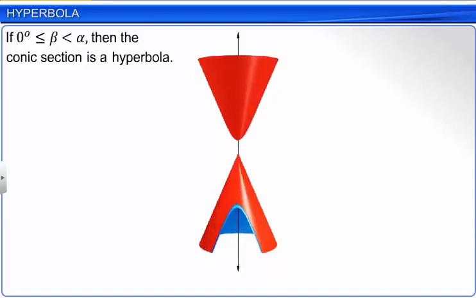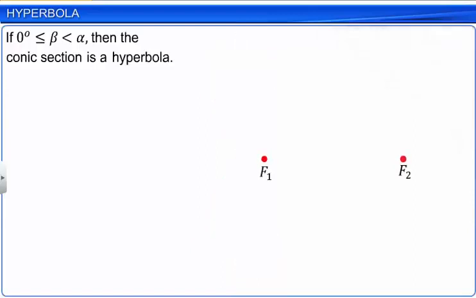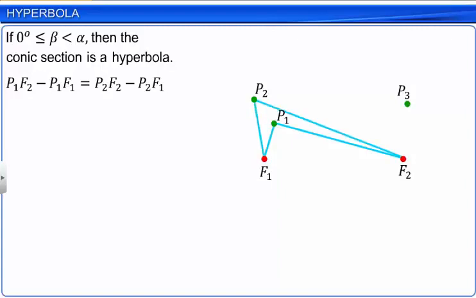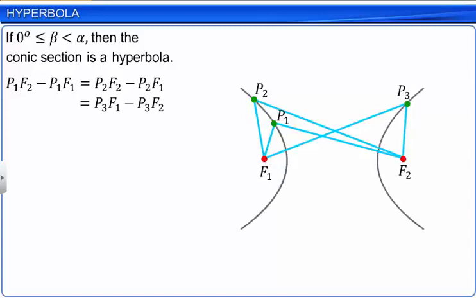Notice that a hyperbola is made of two curves that appear like mirror images of each other. Consider two fixed points F1 and F2 in a plane. Now, consider points P1, P2 and P3, such that the difference of their distances from F1 and F2 is equal. Then, the curves passing through all such points form a hyperbola. Thus, a hyperbola is the set of all the points in a plane, the difference of whose distances from two fixed points in the plane is constant.